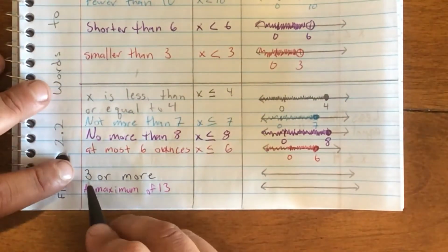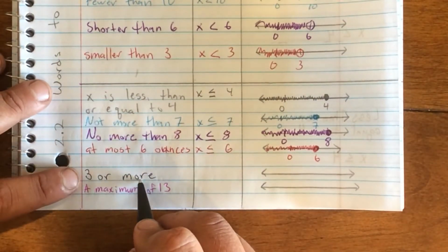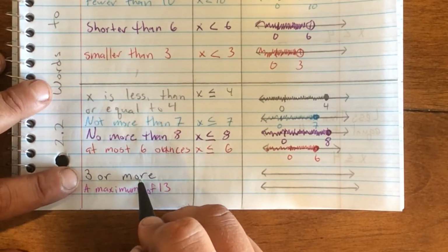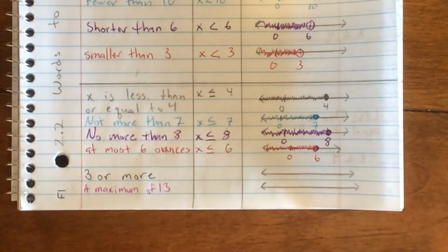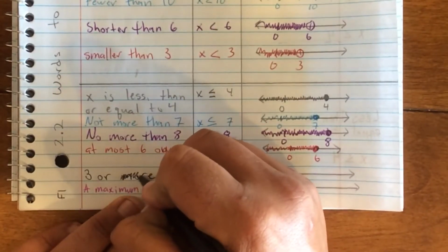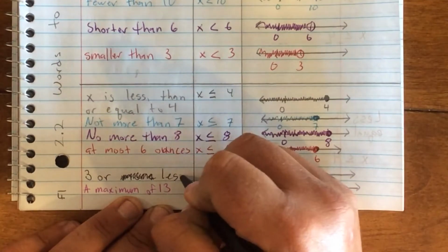We have our 3 or more. This one's a little different. This one doesn't really work out for us. Pretty sure I wrote this wrong. I'm pretty sure this is supposed to be 3 or less. Sorry about the confusion, guys.